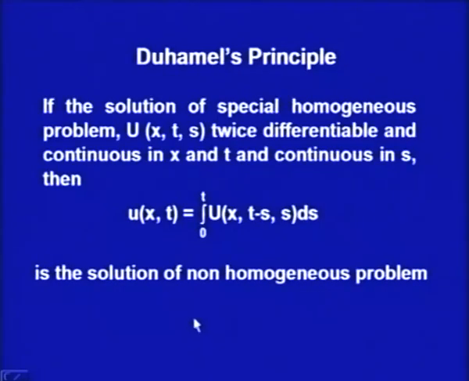So, what we are doing is we are changing our non-homogeneous problem, that is the non-homogeneous wave equation with homogeneous initial conditions, to a special homogeneous equation with non-homogeneous initial conditions that we do know how to solve. We are doing that with one parameter s as well, and then with that parameter s we are integrating it, and we are saying that this is the solution of this. Let us see whether it is the solution of our non-homogeneous problem. Let us prove this principle.